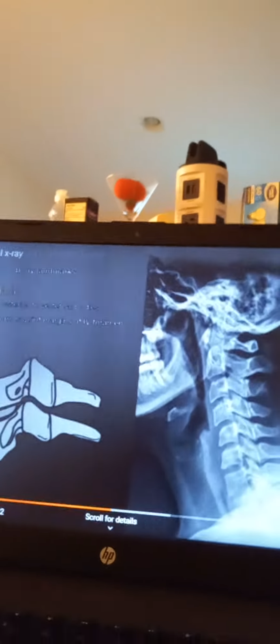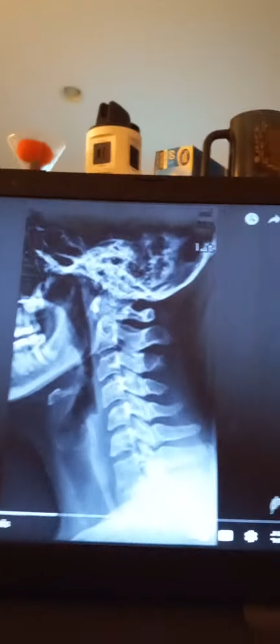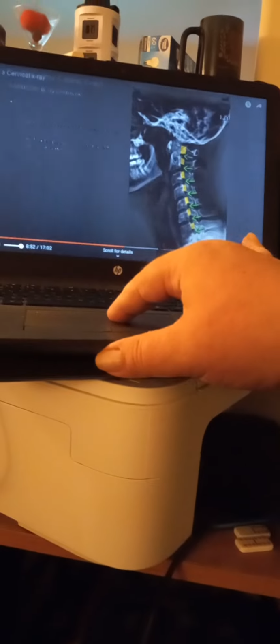Next is the pedicle, posterior to the vertebral body, which forms the superior and inferior margins of the intervertebral foramen. So there we have C2 and C3. The intervertebral foramen is between the superior and inferior pedicles. So there is an intervertebral foramen, and the number of the exiting nerve is the same number as the infra-adjacent.